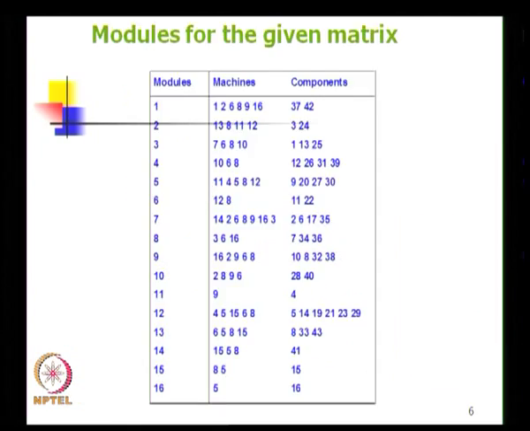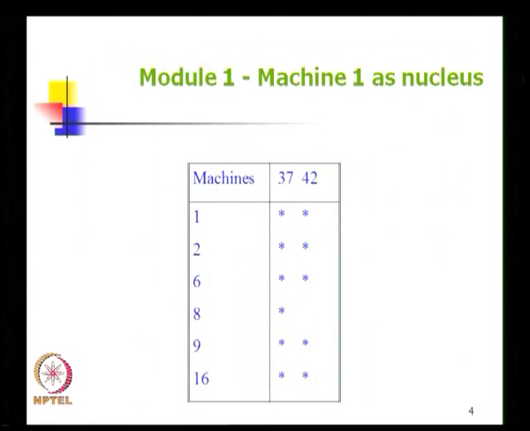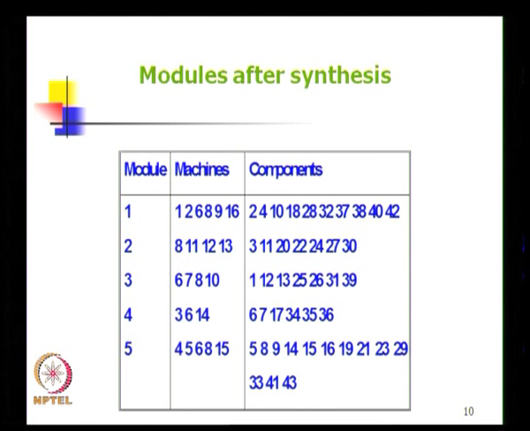So, this is how production flow analysis helps us in creating machine cells and part families. Now, starting with this matrix, which has 16 machine types and 43 parts that are made, we have created 5 modules or 5 cells. Cell number 1 has machines 1, 2, 6, 8, 9 and 16, and makes components 2, 4, 10, 18 and so on.